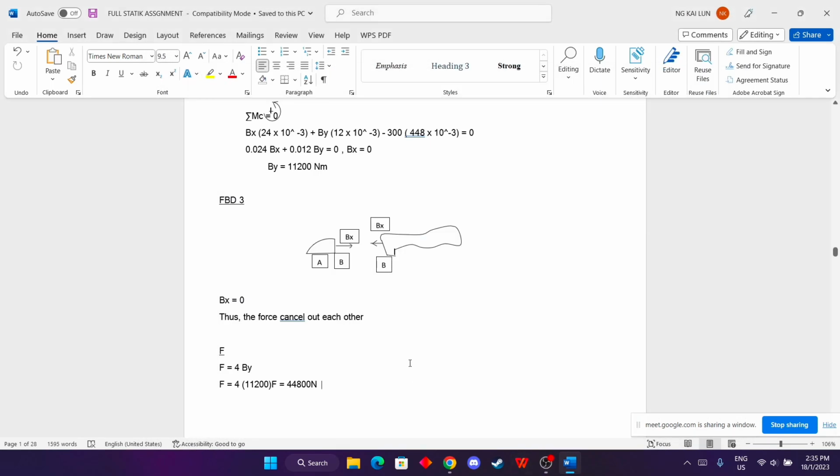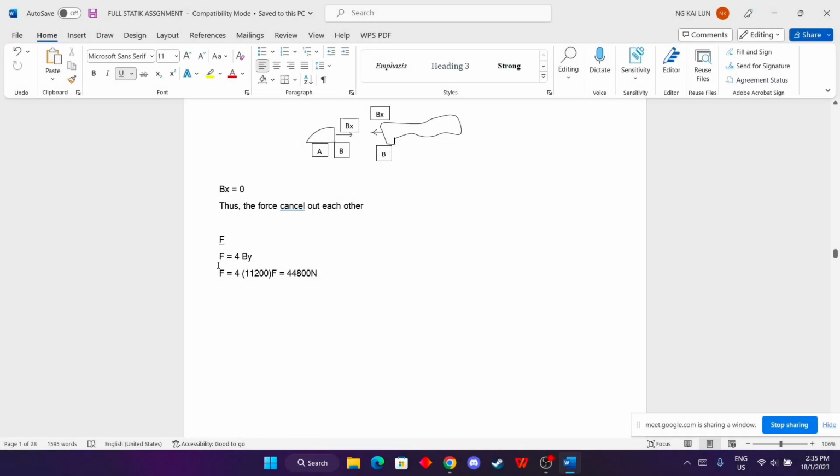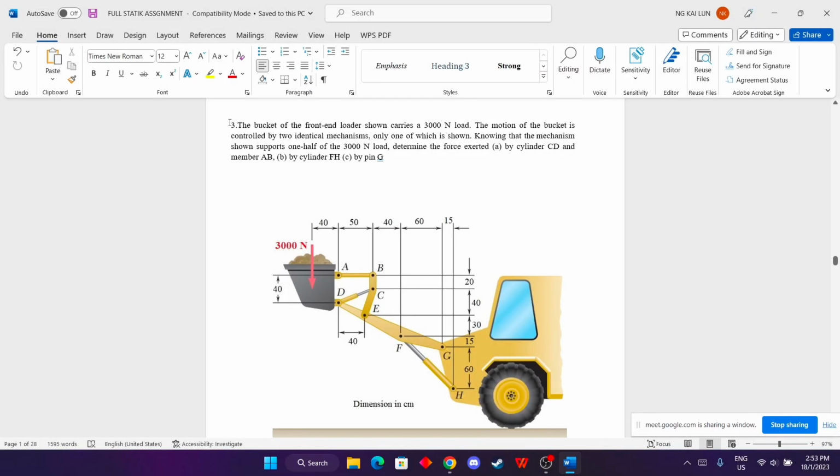So FBD3, BX equals 0, just the forces cancel out each other. F equals 4 BY, so we get F equals 4 times 11,200, so F equals 44,800 Newton. So for question 3, here's the bucket for the front end loader, 3000 Newton.